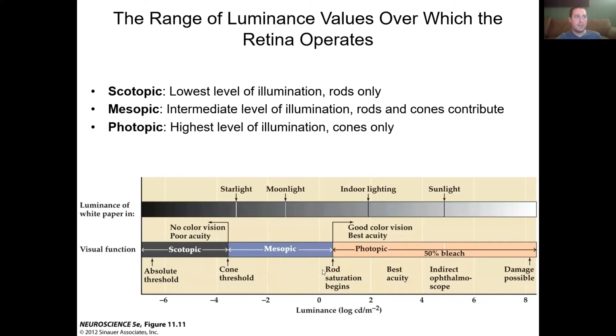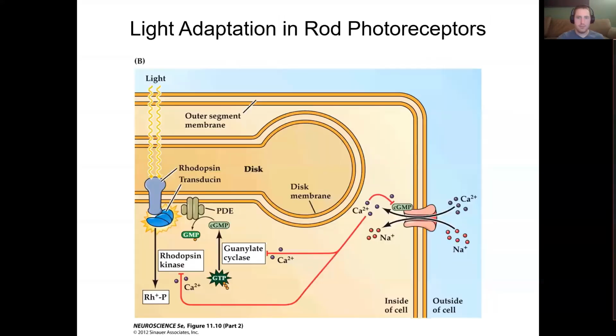Whereas in these middle light levels, around moonlight or so, rods and cones are both active. It's kind of the high end of the rods, the low end of the cones. And then in daylight level, only the cones are active. So it divides the labor so that when the rods are becoming saturated, the cones are beginning to be activated.